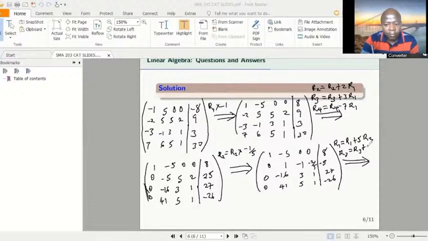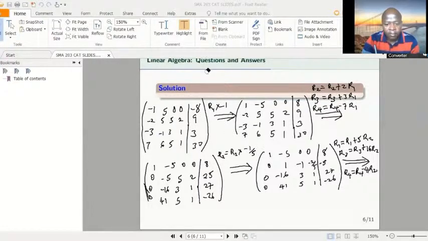16 row 2. What about row 4? I'll take the current row 4 minus 41 row 2. So what do we get when we do that?